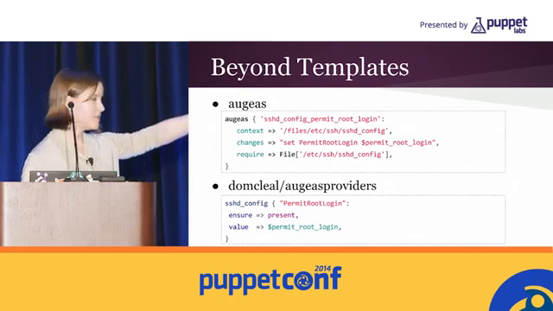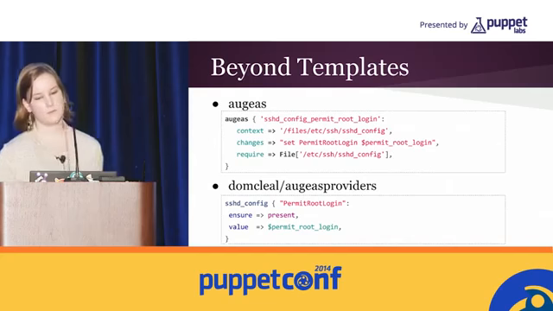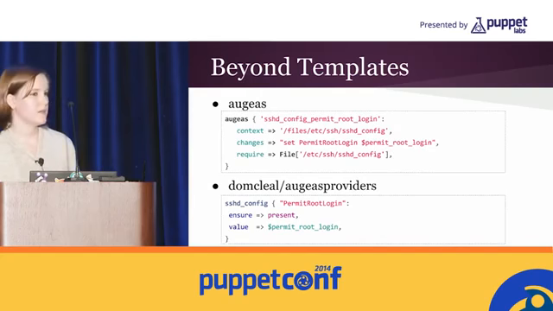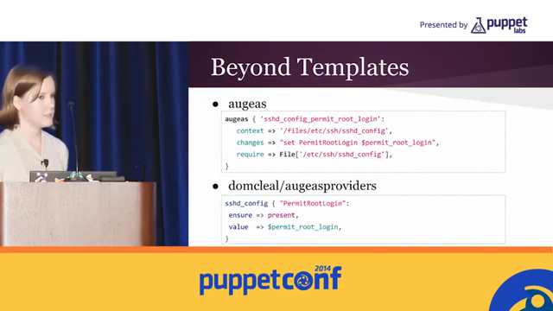So we actually have an SSHD config type, and we can give it a specific key and set a specific value. So this becomes really handy if it's difficult to manage a particular config file, and you just want to set specific lines in it.